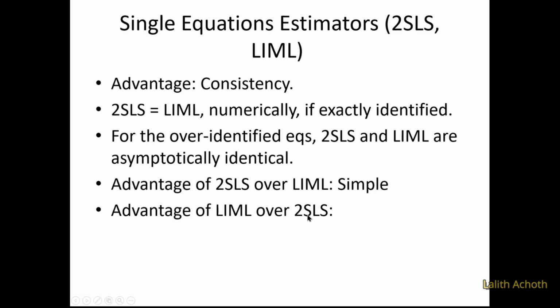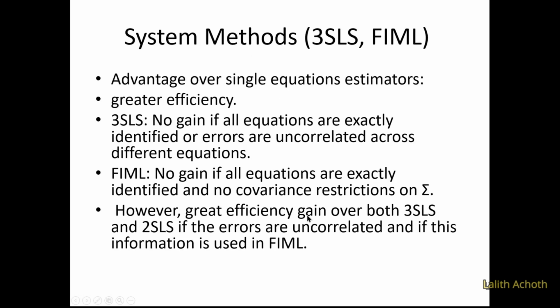Advantage of LIML over two-stage least squares is that it's a little more complicated. Then, supposing you use the three-stage least squares or the full information maximum likelihood, the advantage over the single equation estimator is greater, much more efficient. Three-stage least squares gives no gain if equations are exactly identified or errors are uncorrelated across the equations. So if your equations are exactly identified, don't use three-stage, you can use two-stage least squares.